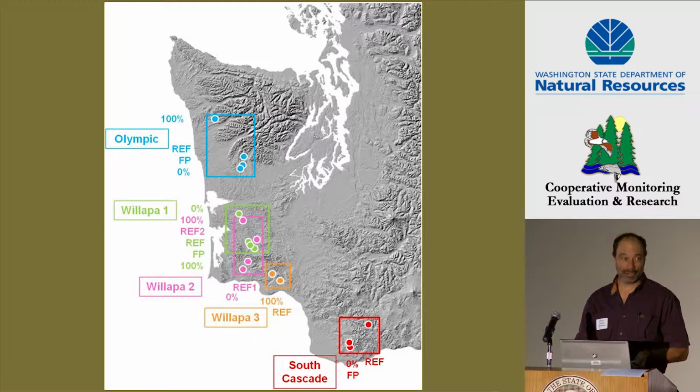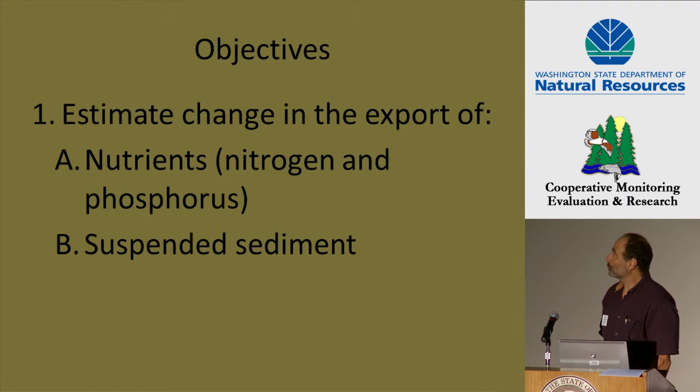And we did that because of 2 things. One was cost, but the other was it's just not possible or not logistically feasible to measure flow or to install flumes in a lot of these sites. So the objectives were to estimate the change in the export of nutrients, meaning nitrogen, a couple different forms. We did measure total nitrogen, ammonia, and nitrate nitrogen, and suspended sediment.